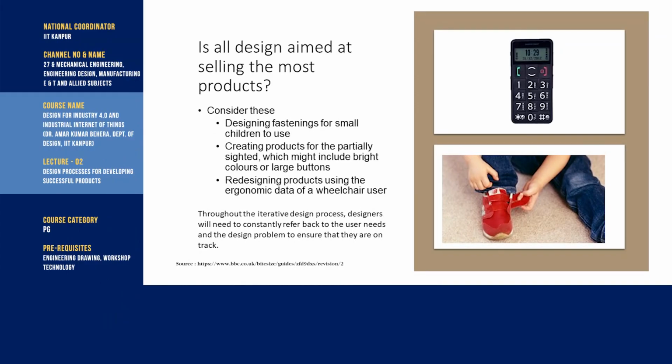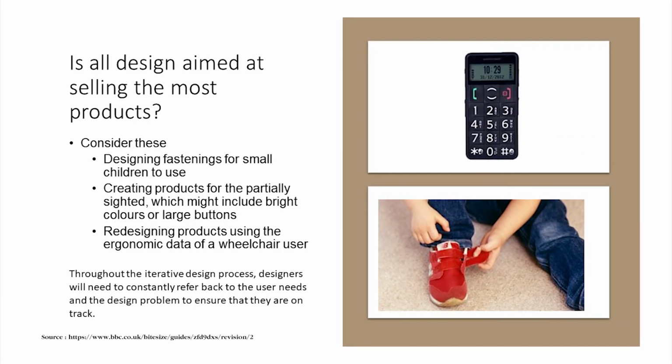Yes, well, this is a kid, right? So this is a shoe that is made for only kids. Okay, so it is not aimed at selling the most products. So it is limited by an age group. So designing fastenings for small children to use, or creating products for the partially sighted, somebody who is visually impaired. So they may need some bright colors or large buttons. So these buttons are quite large and they are useful for somebody who has less eyesight. Okay. So all design is not aimed at selling the most products.